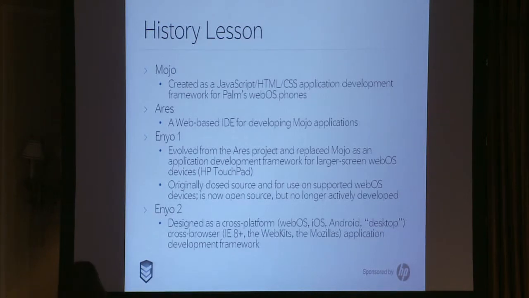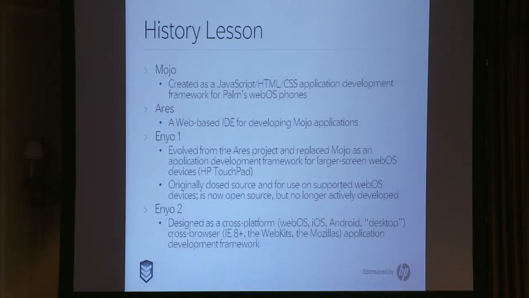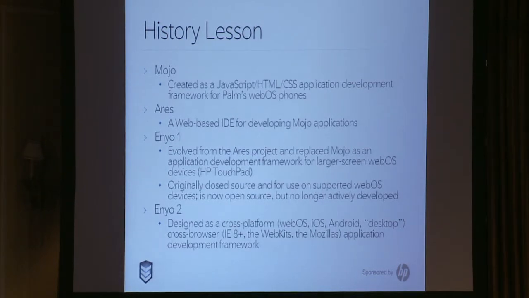So then what happened was HP purchased Palm and decided to come out with a tablet called the Touchpad. And they found out that Mojo didn't really scale well to the new larger viewports on the tablet. So they said, we need to come up with something better. Oh, hey, by the way, we came up with this really awesome component architecture in Aries to enable this web IDE. Why don't we leverage that for a new framework for developers to use? And that's what Enyo 1 became.